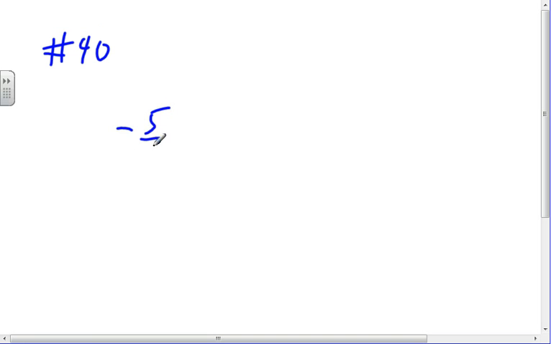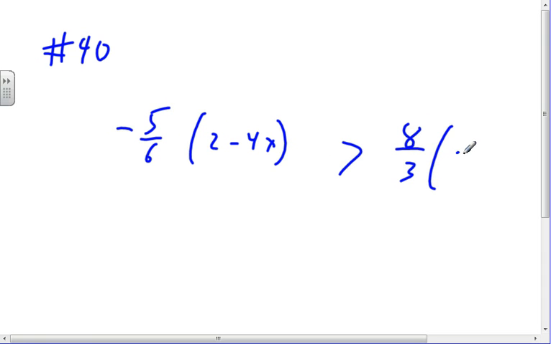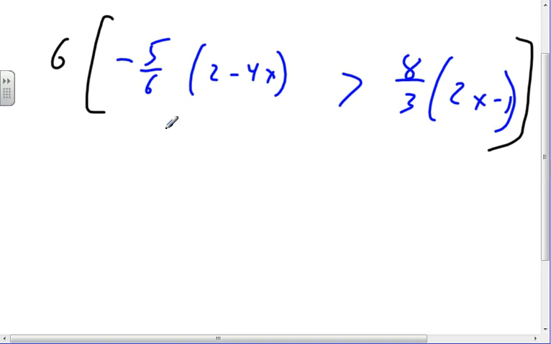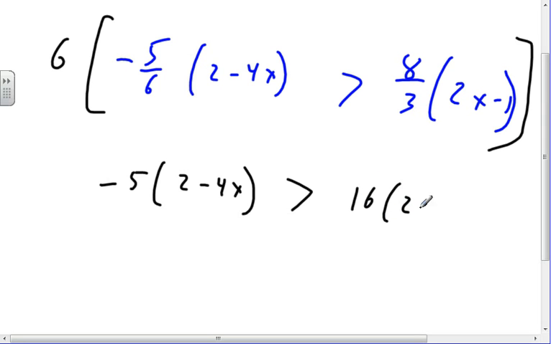Minus 5 over 6 times 2 minus 4x, less than 8 over 3 times 2x minus 1. All right. Well, I'm gonna multiply everything by 6, and that gets rid of all these denominators. So I got minus 5 times 2 minus 4x, less than 16 times 2x minus 1.